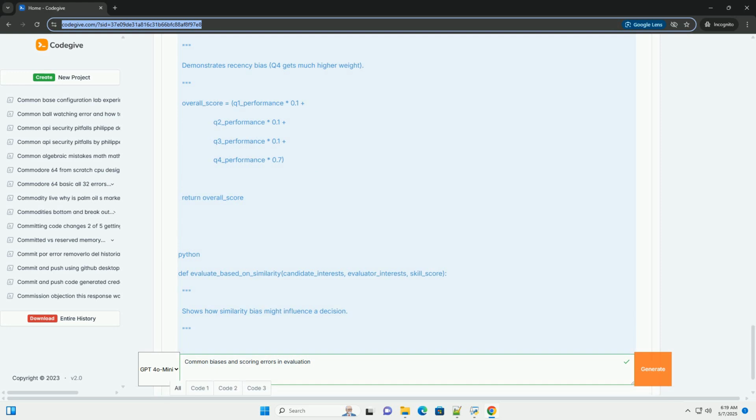4. Conclusion. Biases and scoring errors are an inherent part of the evaluation process, stemming from the subjective nature of human judgment. However, by understanding the most common biases, implementing mitigation strategies, and cultivating a culture of fairness and objectivity, we can significantly improve the accuracy and fairness of our evaluations, leading to more informed decisions and a more equitable environment for everyone. It's an ongoing process of awareness, reflection, and improvement.